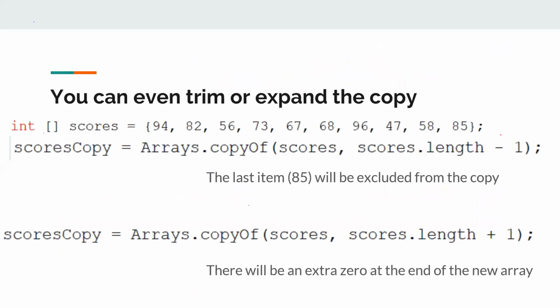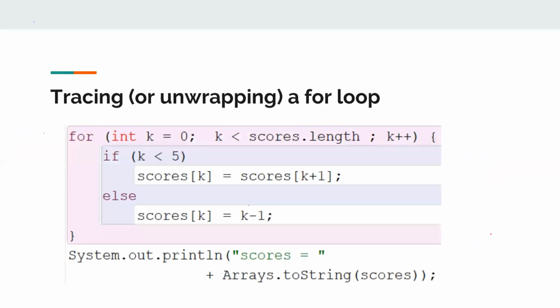You could even trim, if you need to, like if you do something like this, scores copy, scores.length - 1, you would get an array that has up to the last item, but not including. So you would get one that's a little bit shorter. Or you can make an array that's a little bit larger. I hope this doesn't distract you. I just want to throw that in. We're going to see that later.